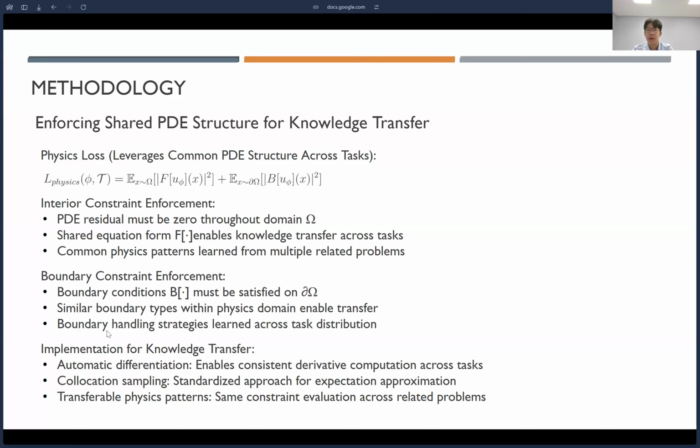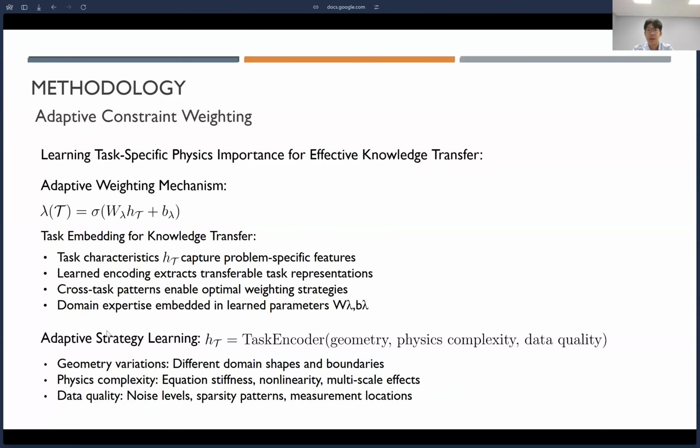This is the adaptive constraint weighting, where different physics problems need different balances between data fitting and physics constraints. So we learn the task-specific physics importance through an adaptive weighting mechanism: lambda(T) equals sigma of W_lambda times h_T plus b_lambda. The task embedding h_T captures problem-specific features through a learned encoding that extracts transferable task representations, and cross-task patterns enable optimal weighting strategies. The domain expertise gets embedded in the learned parameters W_lambda and b_lambda.